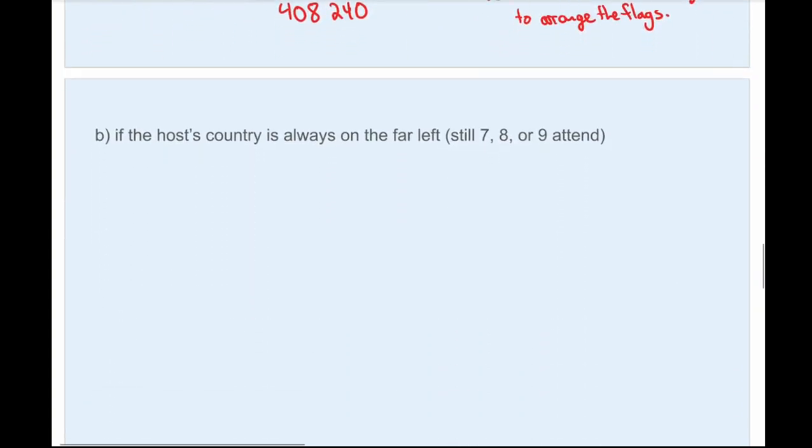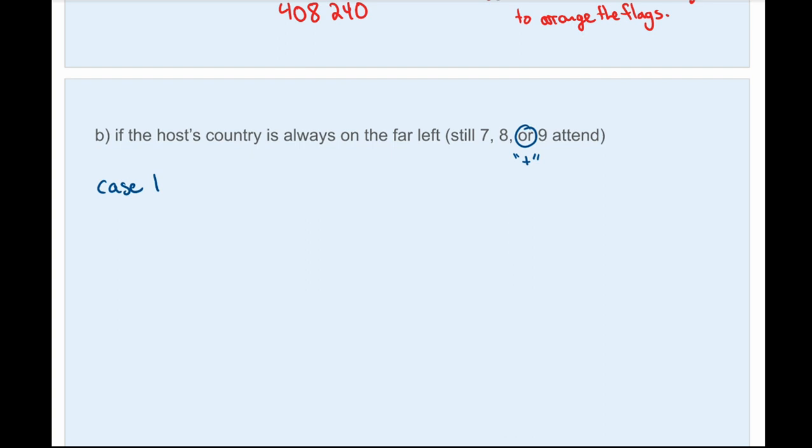For B, we're going to change it up a bit by adding in a certain restriction. In this case, the restriction is that the host country is always on the far left. And we're still talking about 7, 8, or 9 countries attending. So again, we still see this "or," so we should still think, okay, I need to be adding something here. But our cases are now changing. We still are going to have our 3 cases, right?